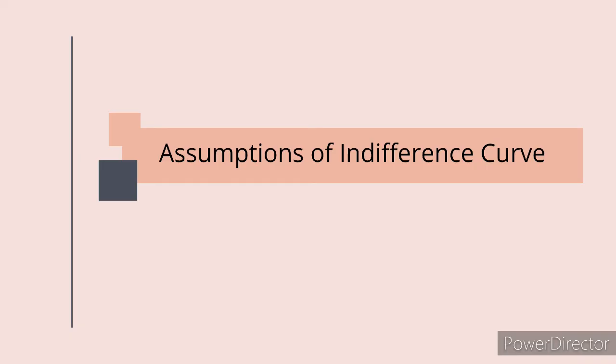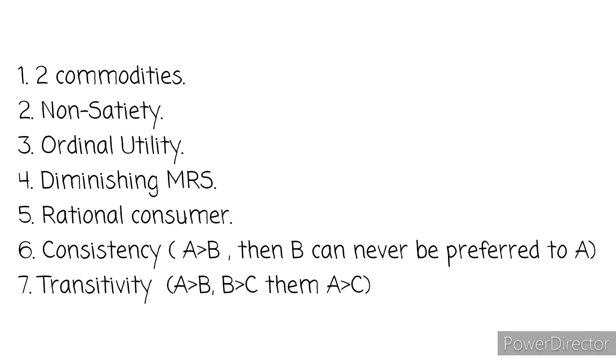Now let us look at the assumptions of ICs. First one is two commodities. We're talking about two commodities here. Second one is non-satiety, that is, they have not reached the point of saturation. They always prefer more at a higher IC. Third one is ordinal utility. Fourth one is diminishing MRS. Fifth one is rational consumer, and sixth one is consistency. That is, if A is preferred over B, then B can't be preferred over A. Seventh one is transitivity. That means if A is preferred to B and B is preferred to C, then A must be preferred to C. So with this we talked about the assumptions of ICs.